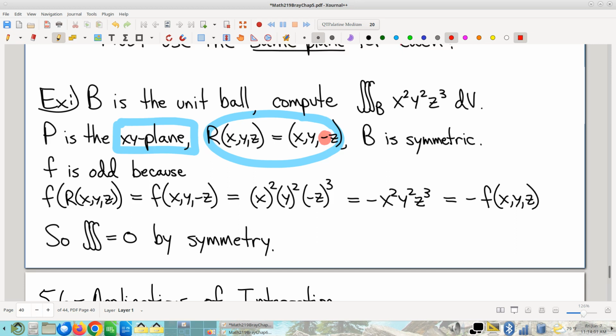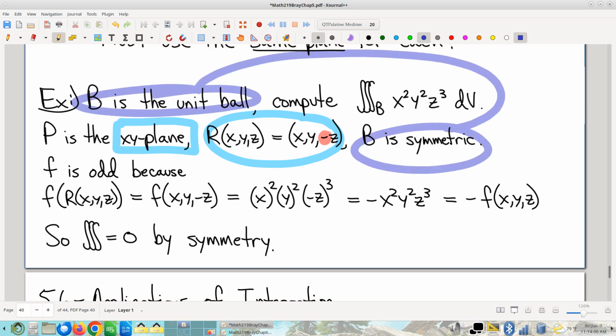Let's see here. Our domain is clearly symmetric because, after all, it's the unit ball, so that's easy. Right? And I claim that the function is odd because when you plug in the reflection and compute the value of the function, notice that the minus sign that you put in on the z-coordinate, as required, indeed does translate into a minus sign on the output value. And again, that's just a matter of plugging into the algebra. So this integral is 0 by symmetry through the xy plane.